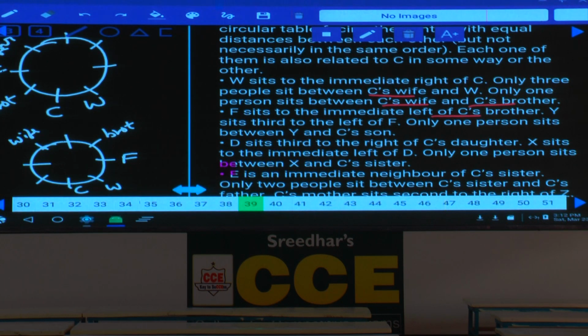Y sits to the left of F. Y is seated to the left of F. One, two, three, so Y must be here. Y must be at this place in the second case as well.